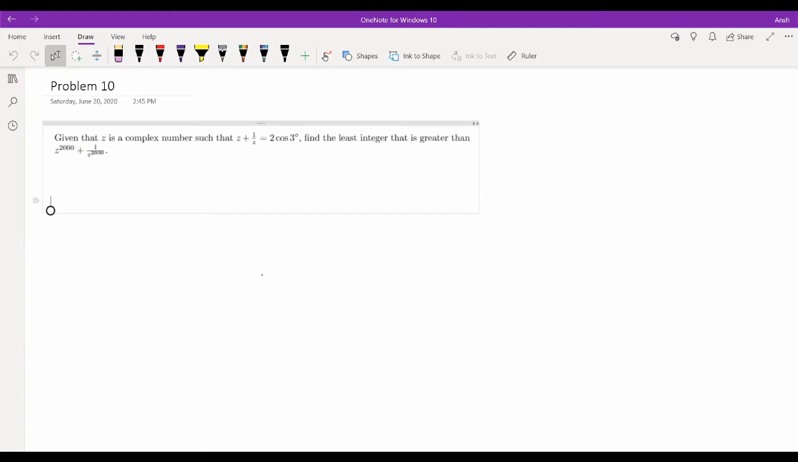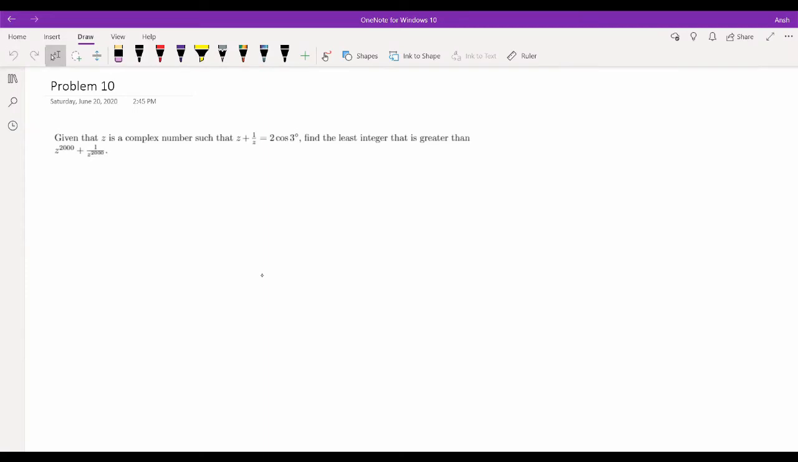All right, so for our next question, we are given that z is a complex number such that z plus 1 over z equals 2 cos 3 degrees. And it asks us to find the least integer that is greater than z to the 2000th power plus 1 over z to the 2000th.